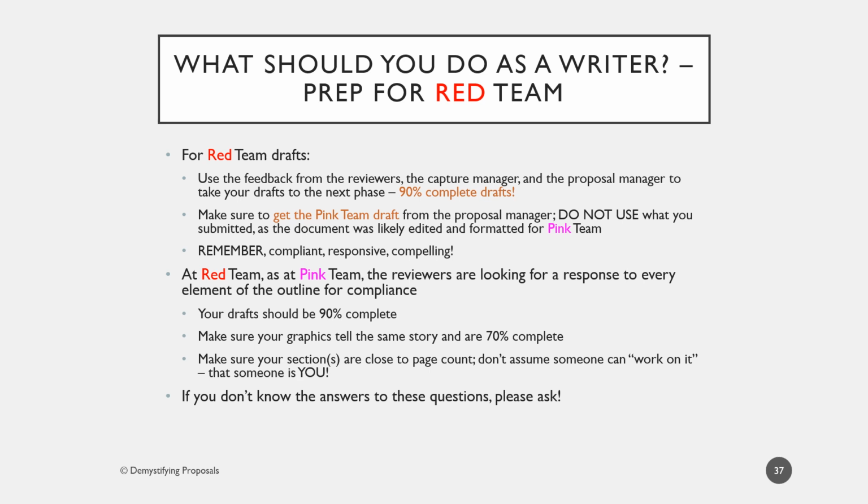So the stages for the red team are pretty much the same as the stages for the pink team. You're going to prep for the red team, very similar to what you did for the pink team, except now you need about 90% complete drafts. Make sure you use the pink team draft to start your writing again. Do not use what you submitted because the document was likely edited and formatted for pink team. Get the document from the proposal manager. Also, remember, always compliant, responsive, compelling.